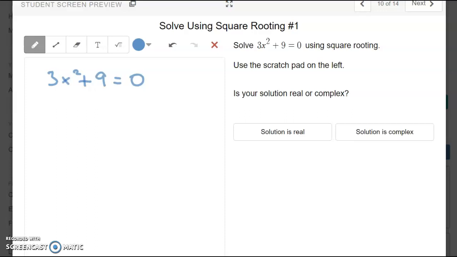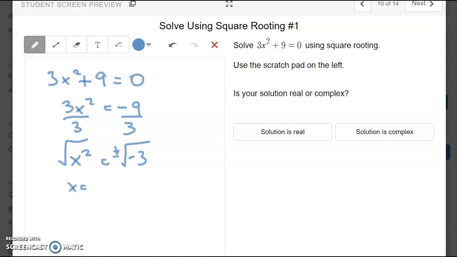So we bring the 9 to the other side, so this becomes 3x squared equals negative 9. Then you divide both sides by 3, and you're left with x squared is equal to negative 9 divided by 3, which is negative 3. And you're taking a square root of both sides. Remember, when you take a square root of both sides with a variable inside the square root, you need to put plus or minus. Then the left hand side simplifies to x, and the right hand side simplifies to plus or minus root of negative 3.